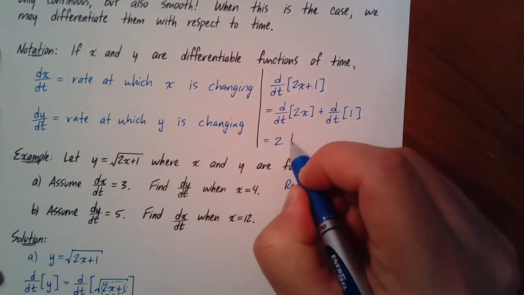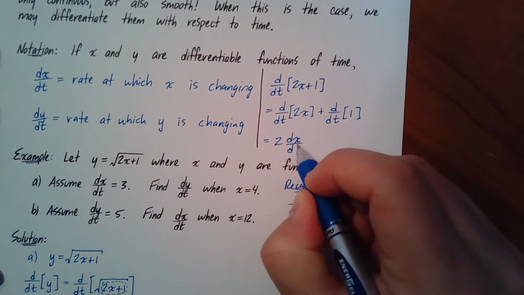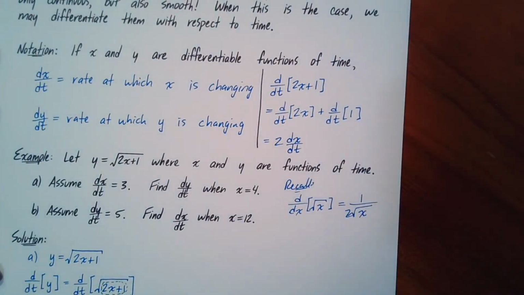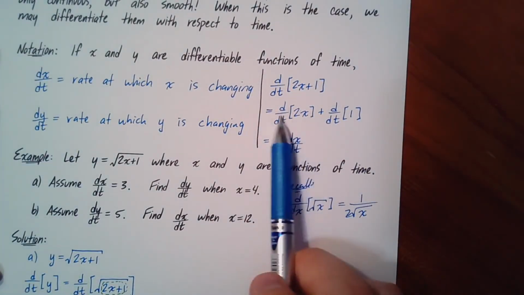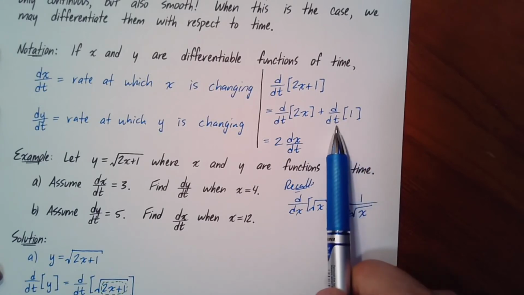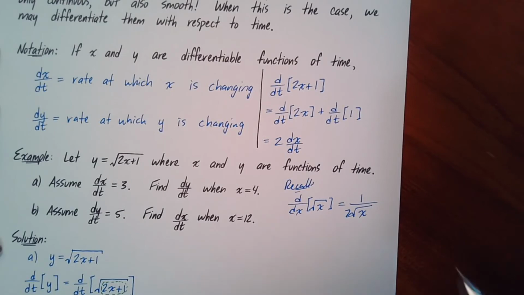So why don't we just use the notation for that, dx/dt, and that's what I'm going to get for that first term. Now what about the derivative of 1 with respect to t? Well, 1 is a constant, so the derivative is 0, so we really don't have to worry about that second term.